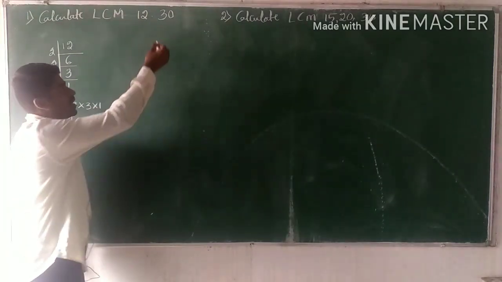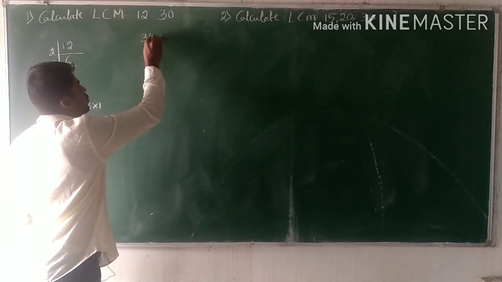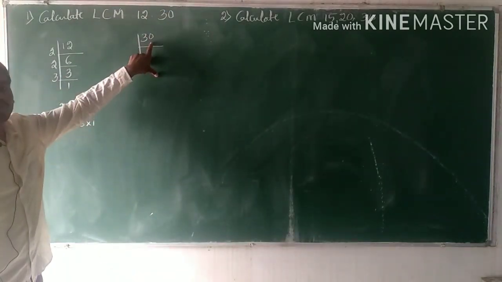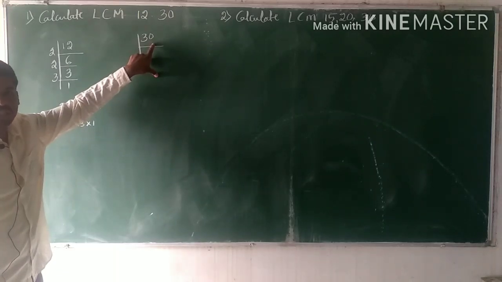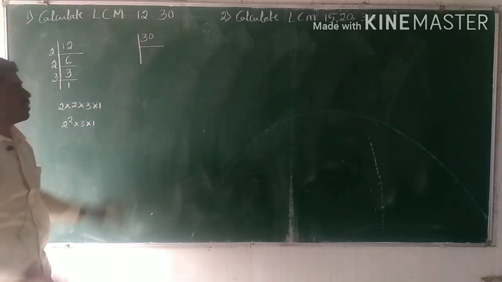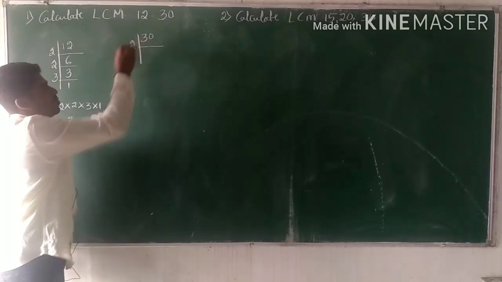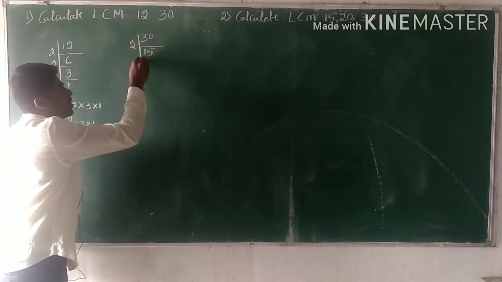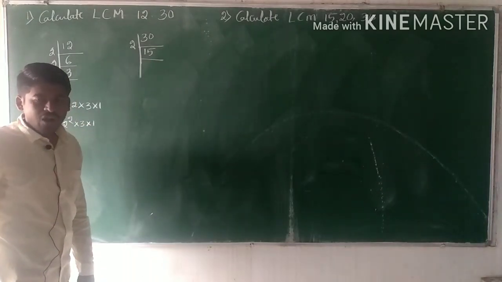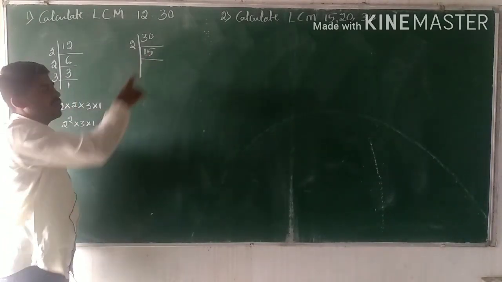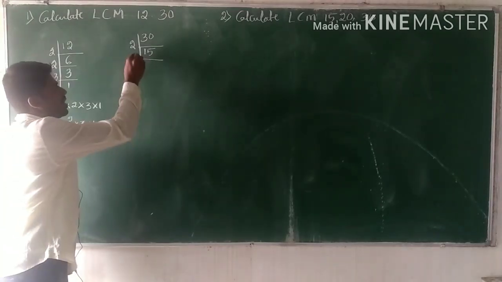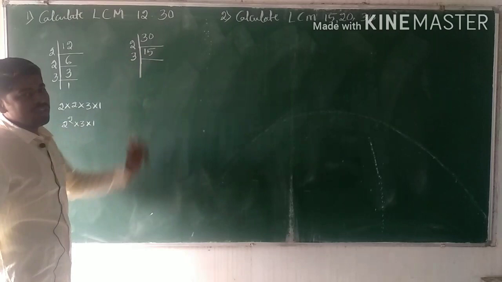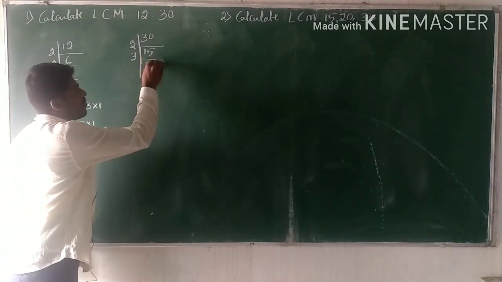Next, we calculate for 30 also, dividing in the same manner. 30 is an even number, so we divide it only by an even number. I divide with 2, and 30 divided by 2 gives 15. Now we get an odd number, which we can divide only by an odd number. So I divide with 3. 3 times 5 is 15, so 15 divided by 3 gives 5.